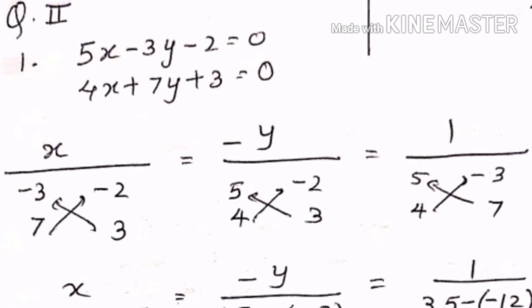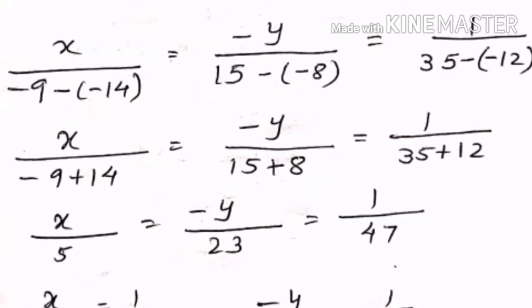And as I explained to you prior, you have to make the arrows, and whichever first arrow you choose, you have to continue in all the 3 times, meaning upon x, y and 1. So you can see now x, then minus 9 minus 14, between 2 multiplications there is a minus sign in all of them. You can check the calculation: minus 9 plus 14, 15 plus 8 and 35 plus 12. So we get x by 5 is equal to minus y by 23 is equal to 1 upon 47.